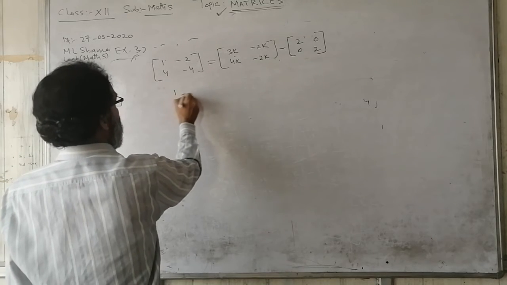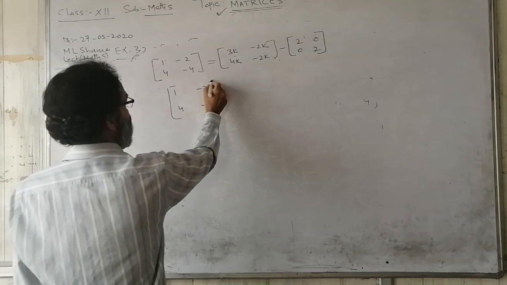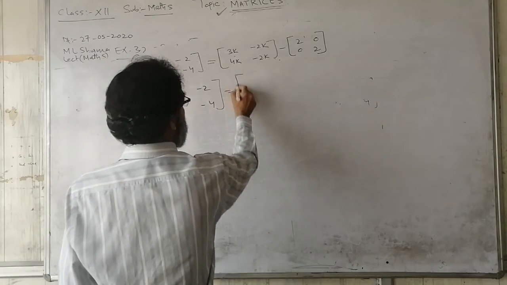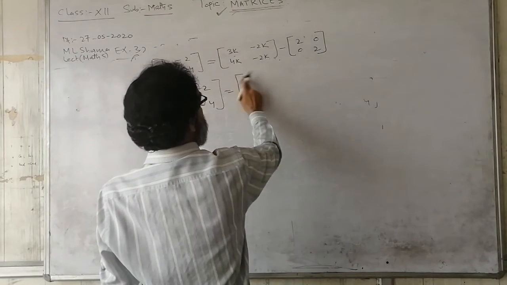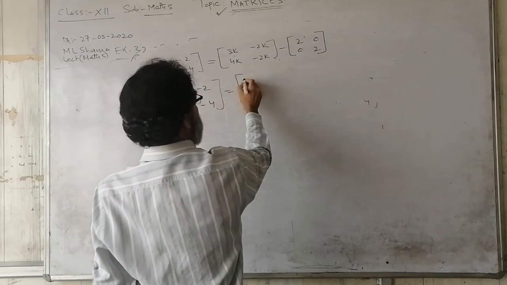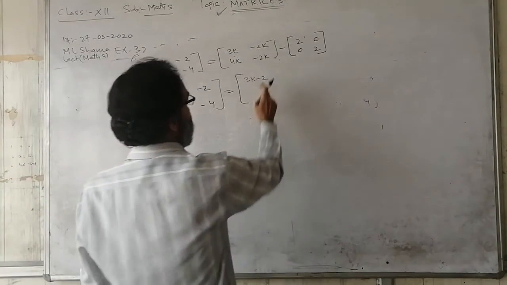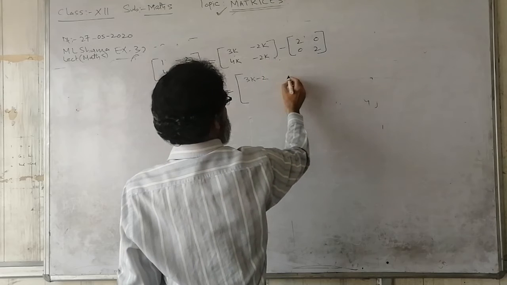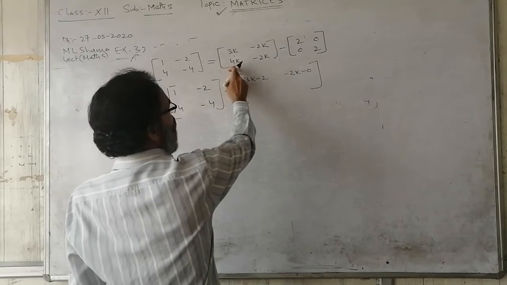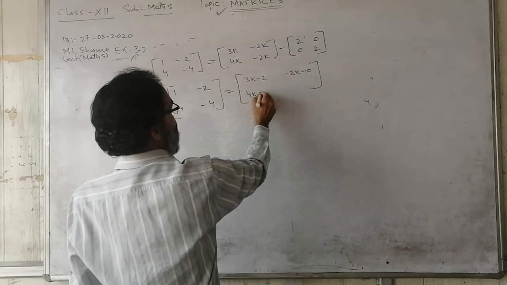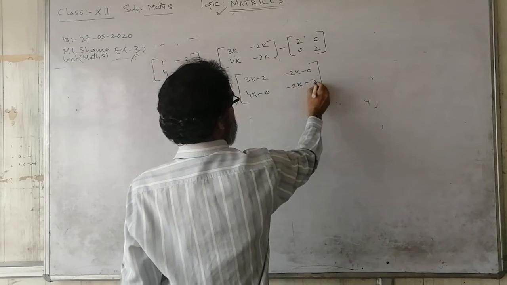So this 1 minus 2, 4 minus 4 matrix, 2 by 2, will equal to, so subtraction. 3, its corresponding element is 2, so I will have 3K minus 2 here. Then this and this, they are corresponding elements, so 2K minus 0 here, 4K minus 0 and its corresponding element minus 2K minus 2.